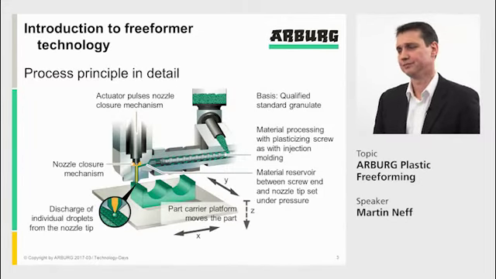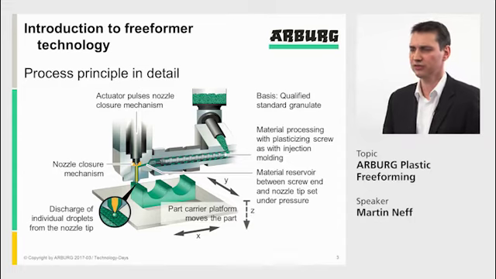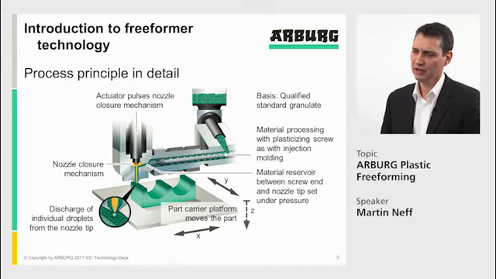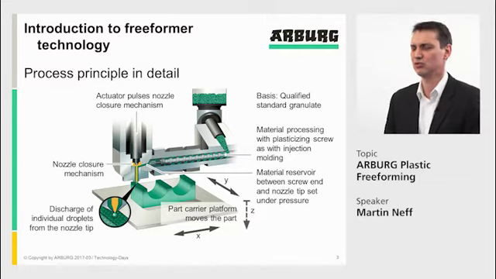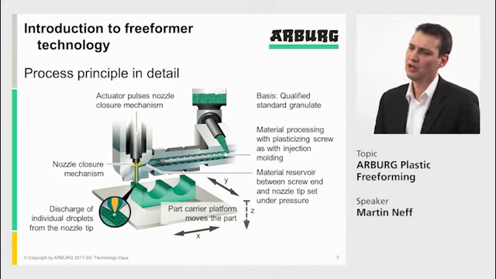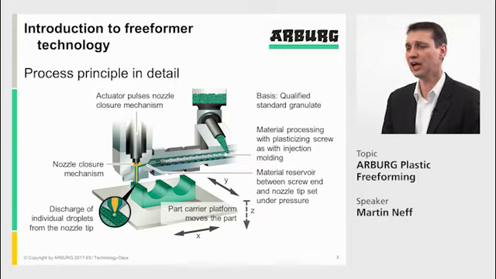Process principle in detail. Just to get everybody into the same boat, here the process schematics, many of you probably know that already. Similar to our injection molding technology, we have here a 15mm screw available, and with that 15mm screw we are melting standard, qualified resin. That melt we keep under pressure, and then we have a kind of needle valve gate system. You see the needle, the yellow part, which opens and closes with a piezo actuator.